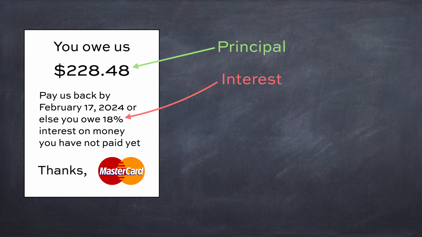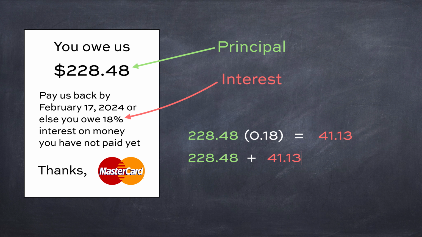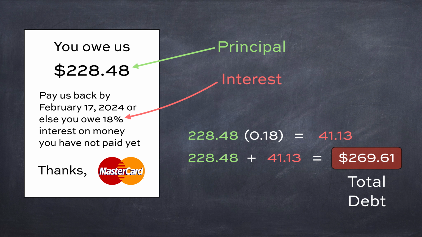Now let's find the total debt because we have everything we need. The principal is $228.48 multiplied by the interest rate of 18%. And that means that we owe $41.13 of interest. Now we just add these two together, the principal of $228.48 plus the interest of $41.13, and that's going to give us our total debt here of $269.61.